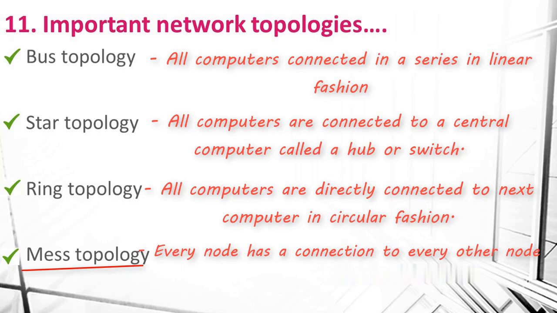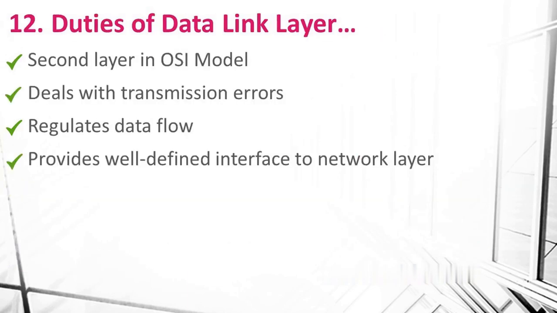Moving on to question number 12. What are the functions of data link layer? The data link layer is the second layer in the OSI model. The main functions of this layer are, number 1, it deals with transmission errors. Secondly, it regulates the flow of data. And lastly, it provides a well-defined interface to the network layer. So these 3 are the main advantages of data link layer.